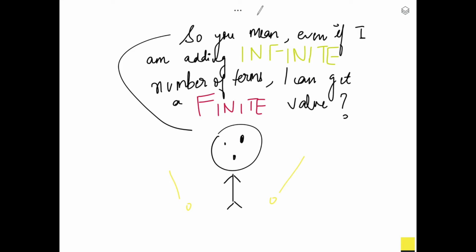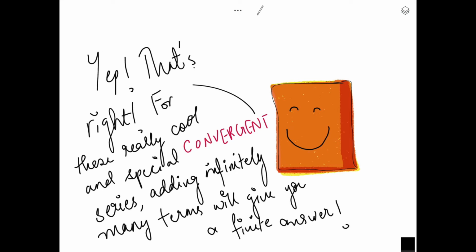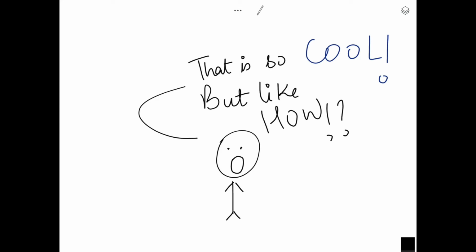Wait. So you mean even if I'm adding infinitely many terms, I can still get a finite value? Is that even possible? Actually, yep, that's right. For these really cool and special convergent series, adding infinitely many terms will in fact give you a finite answer. Whoa, that's so cool, but like how?